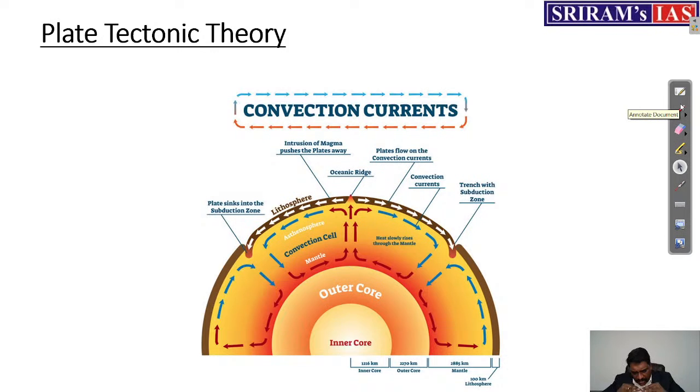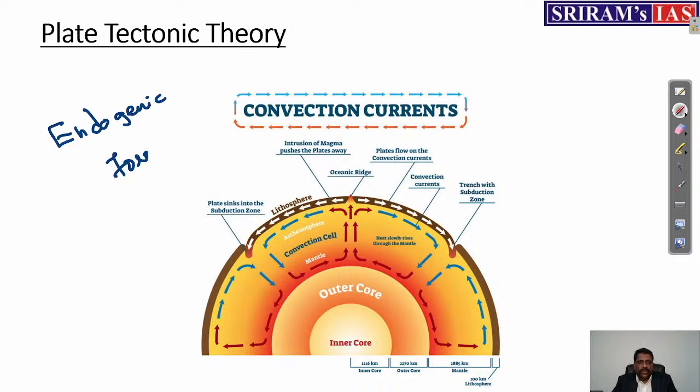And these plates go through movement. Plate tectonic theory believes that any endogenic force is the outcome of this plate movement. Of course it is. That's a reason. Now, when I talk about endogenic force, what is endogenic force? Endo means within, genic means genesis. When I say endogenic force, all the forces which have their genesis from inside the earth, you call them endogenic forces. Okay, right. Now this is one.